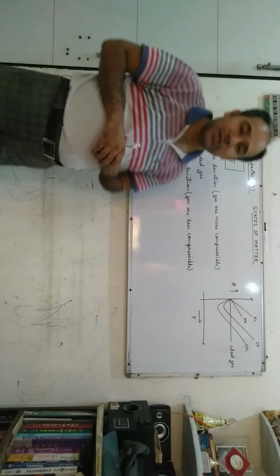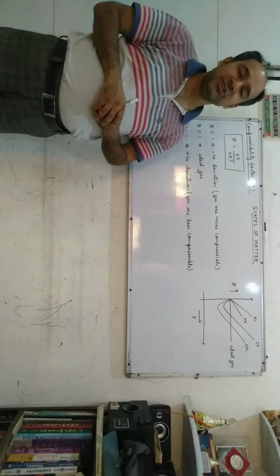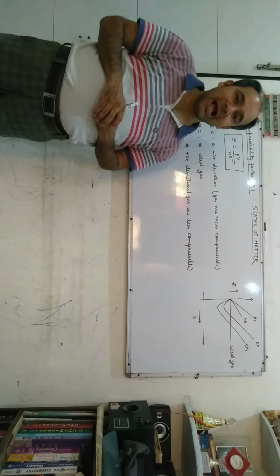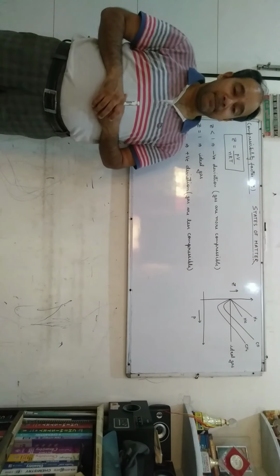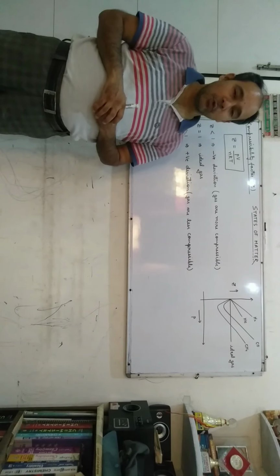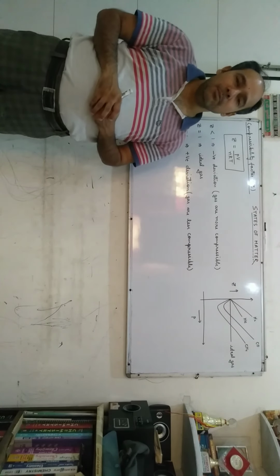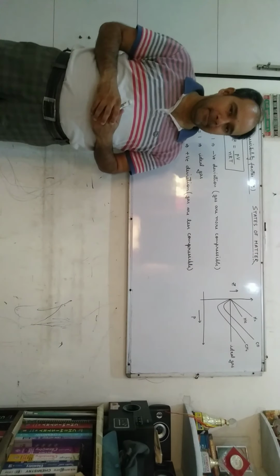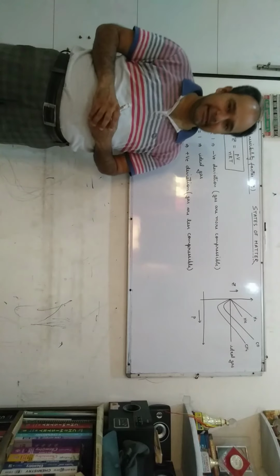Now let us discuss Boyle's point or Boyle's temperature. The temperature at which real gases obey the ideal gas law over an appreciable range of pressure is called Boyle's point or Boyle's temperature. Now let us discuss the equation of state for real gases.